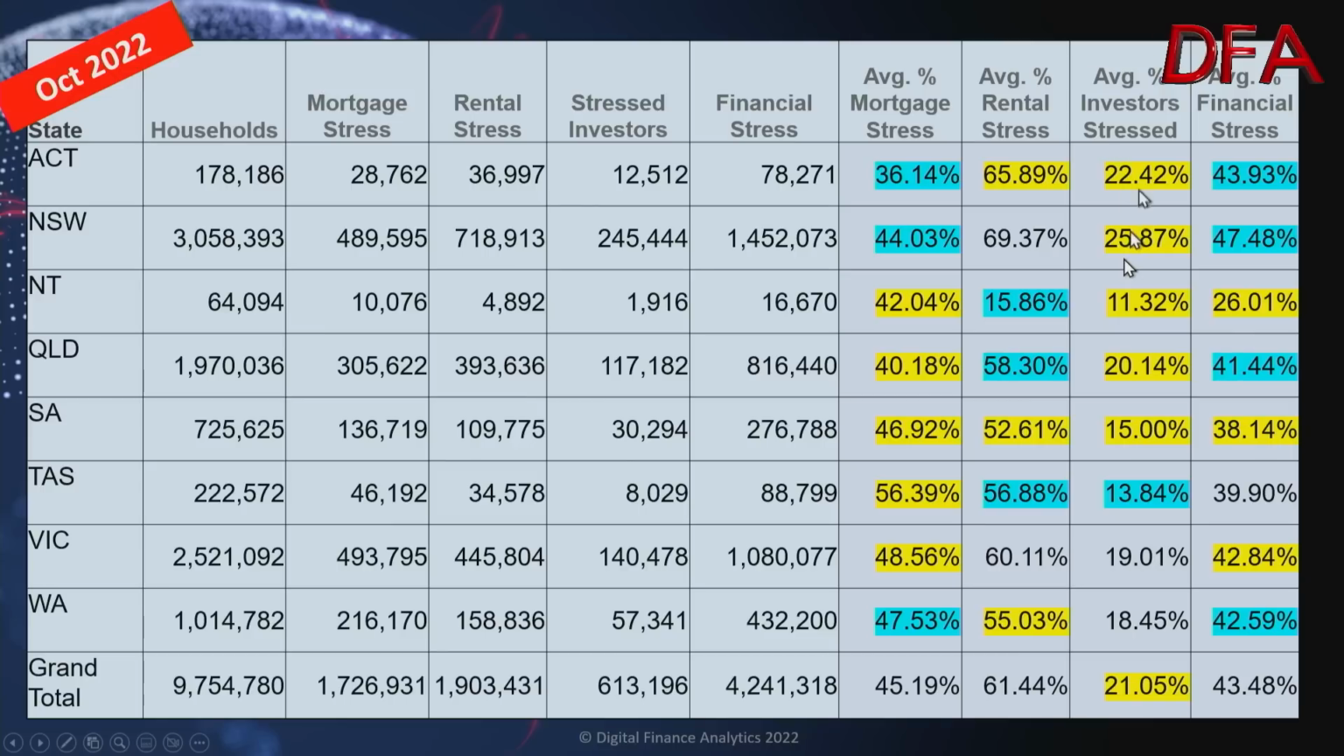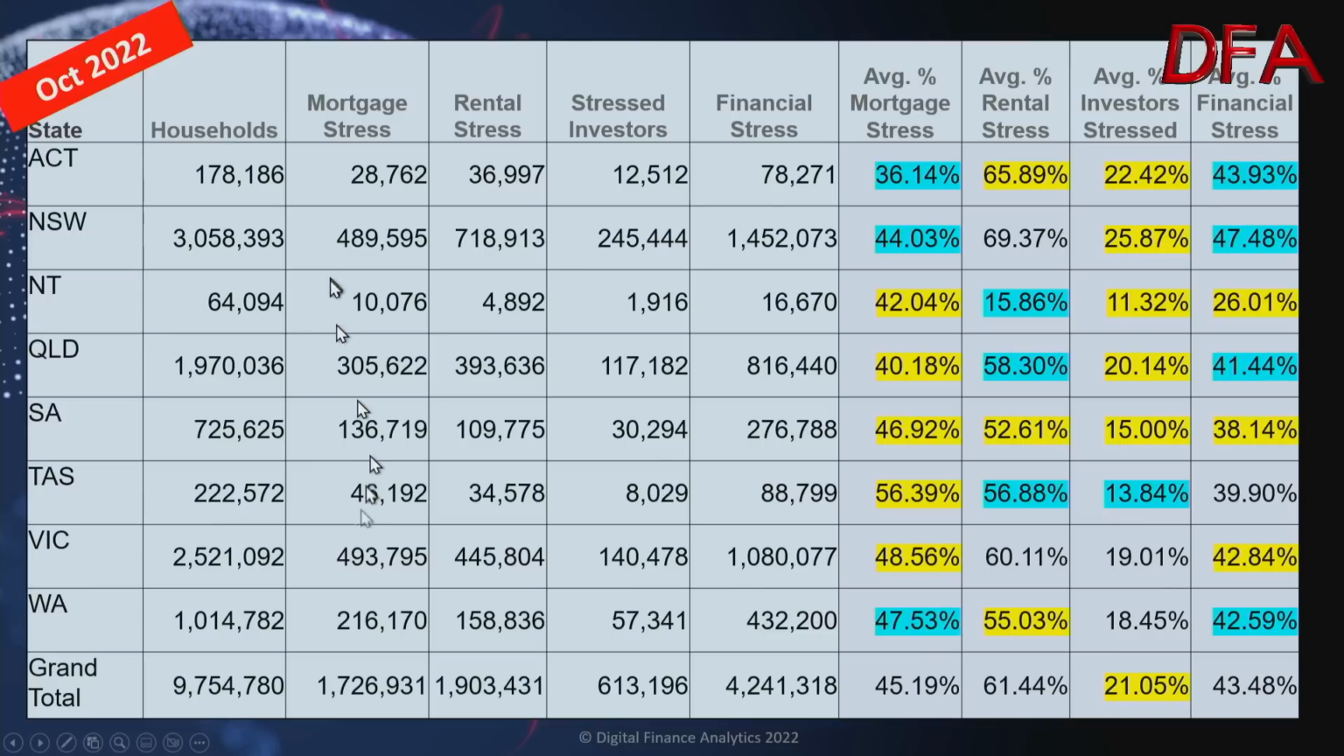Investor stress was higher in ACT, New South Wales, Northern Territory, Queensland, South Australia. That's because of higher mortgage payments now on investment properties, and even if they've put the rent up, it's not necessarily enough to cover the costs. A little bit of an improvement in Tasmania, no change in Victoria and Western Australia, and so it was around 21%. And then financial stress, which is the aggregate measure, shows that it was down slightly in ACT and New South Wales, up in the Northern Territory and South Australia, down in Queensland, down in Tasmania, up in Victoria, up in Western Australia, and the overall total was pretty close.